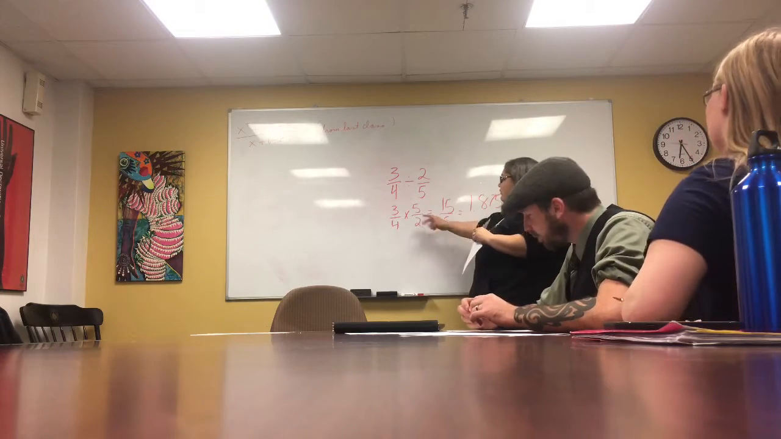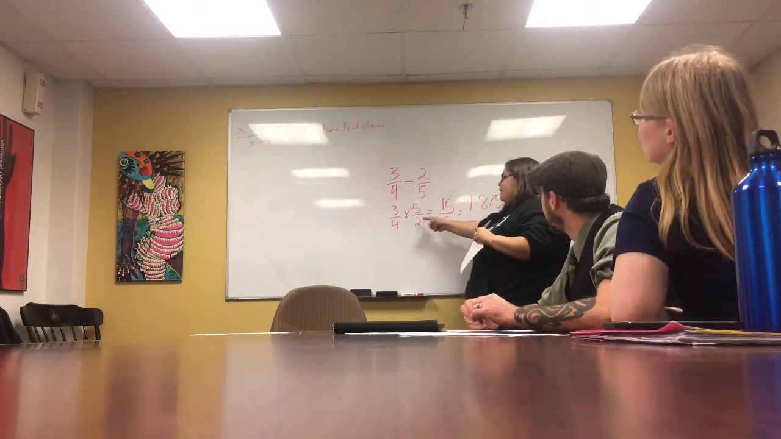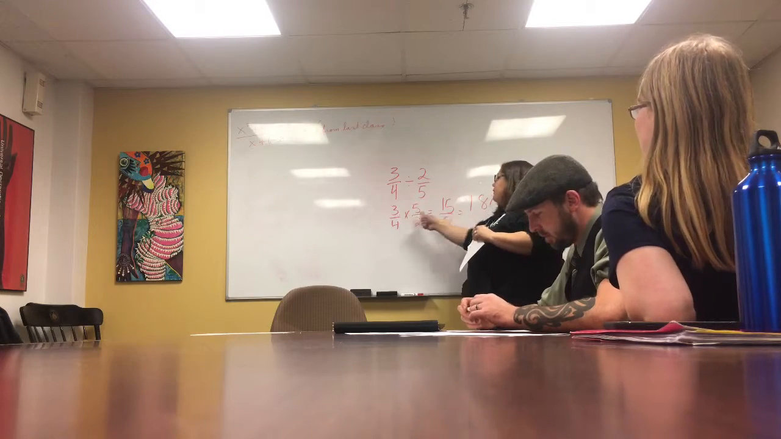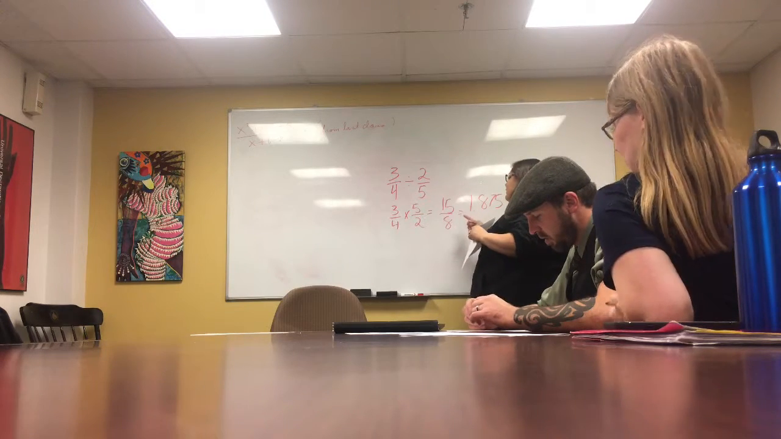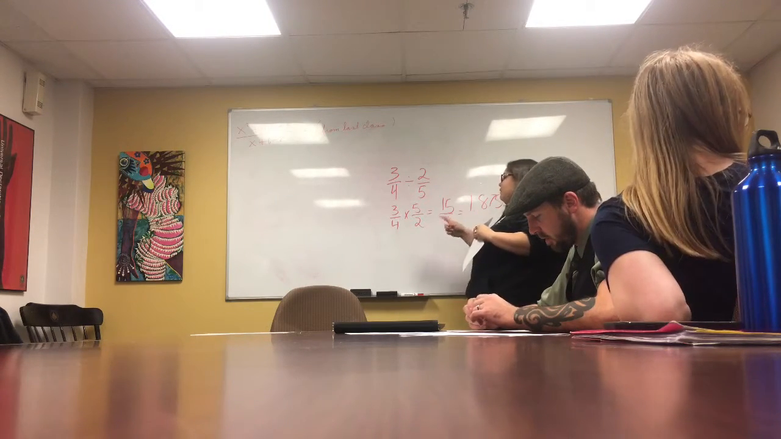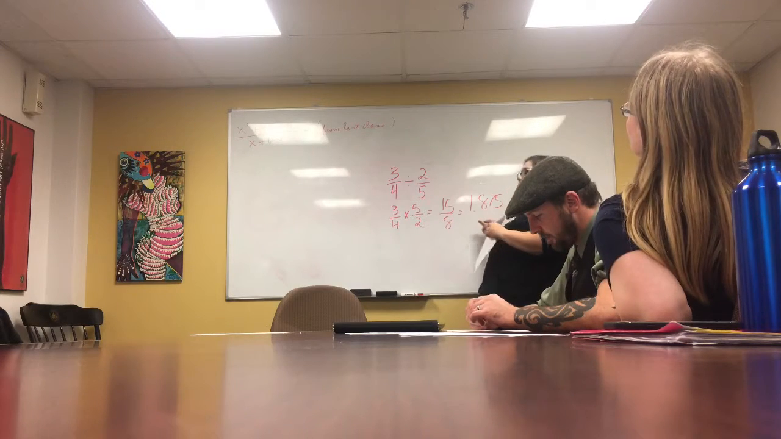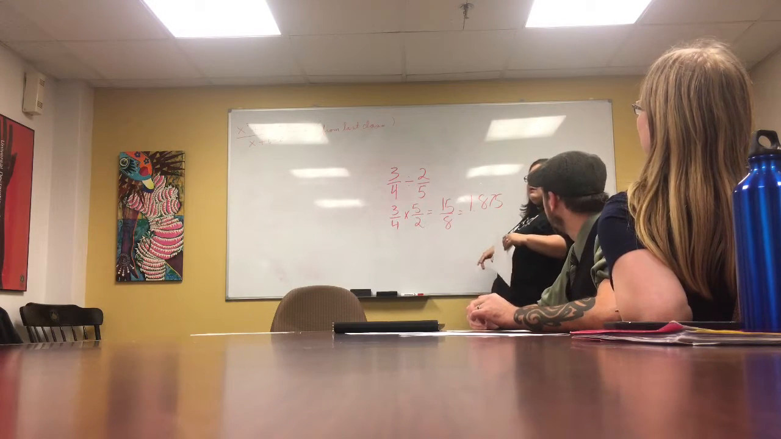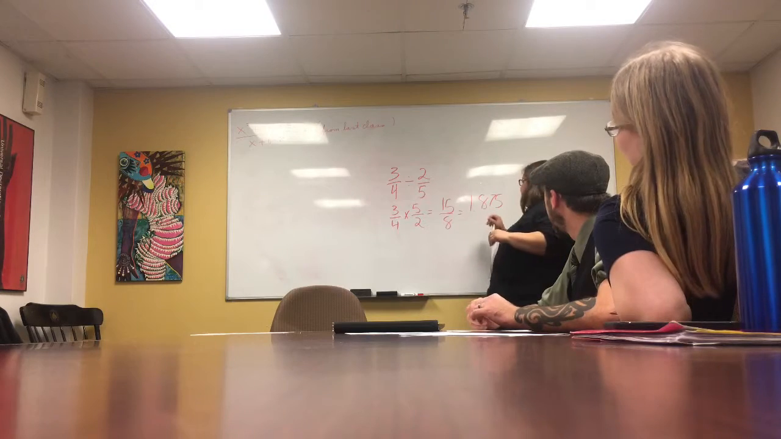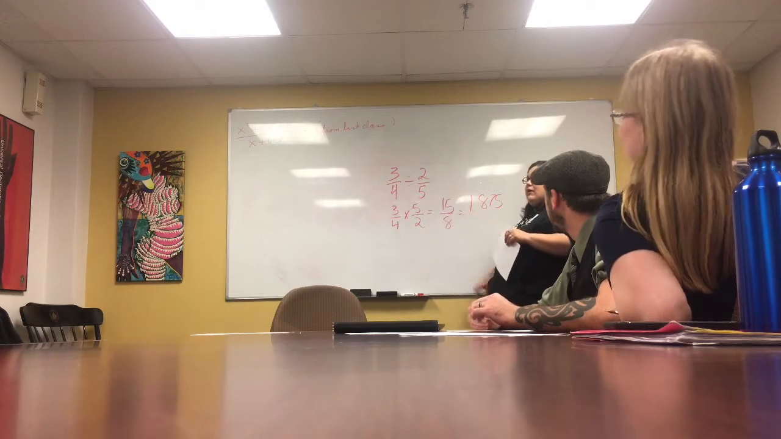Basically, you can't divide, so I flipped the second one. I made a multiplication problem. Cross multiplied, so 3 times 5 is 15, 4 times 2 is 8, and then I reduced it to a decimal, or 1.875, by dividing 15 by 8.